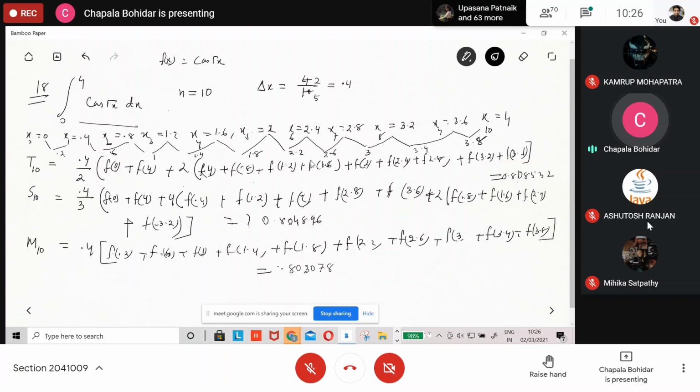The question is asking: find out by using the trapezoidal rule, by using Simpson's rule, and by using the midpoint rule. And your assignment questions are here: 6 and 11. Do it yourself. If you face trouble, then you can ask me, I'll write it down and give it to you. Okay?